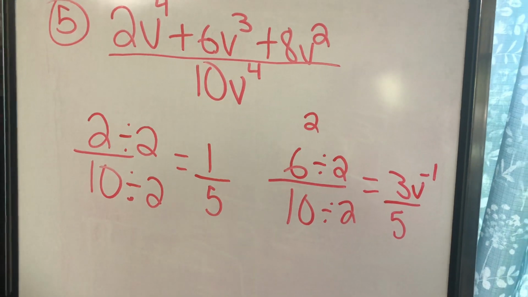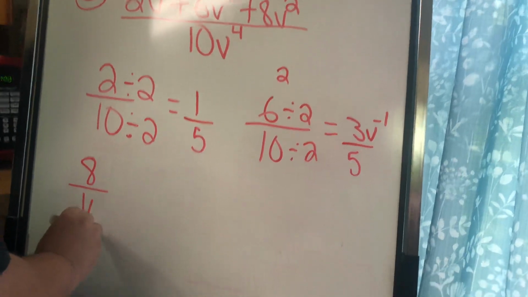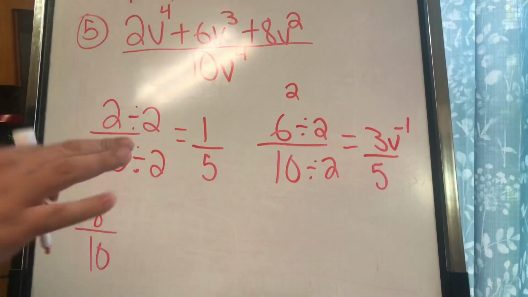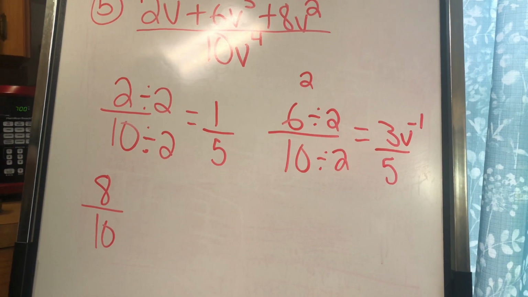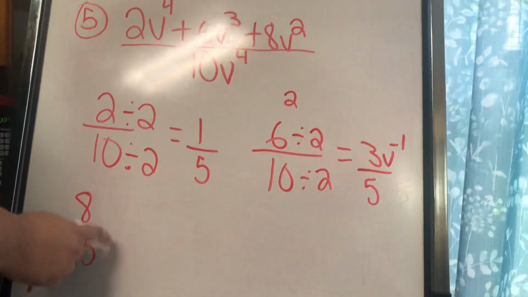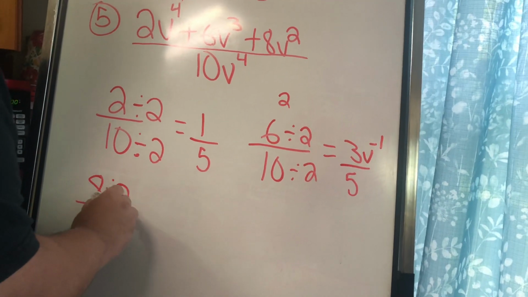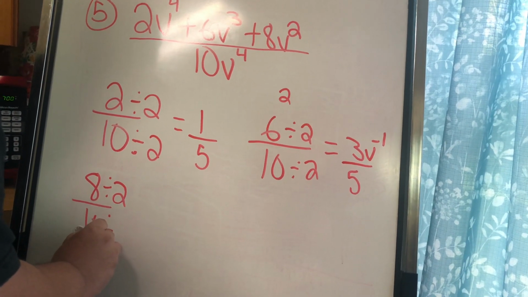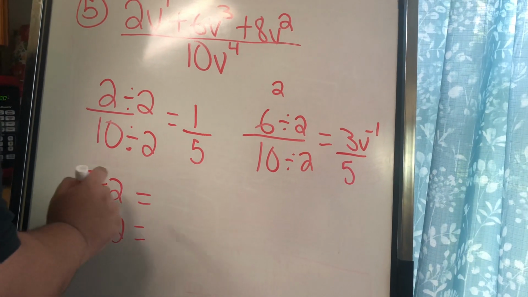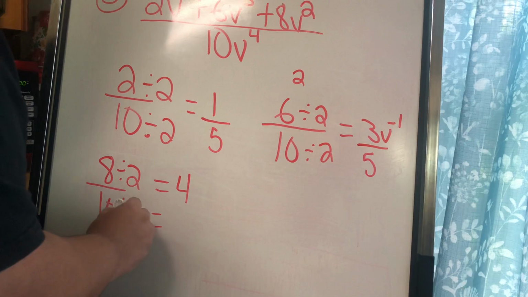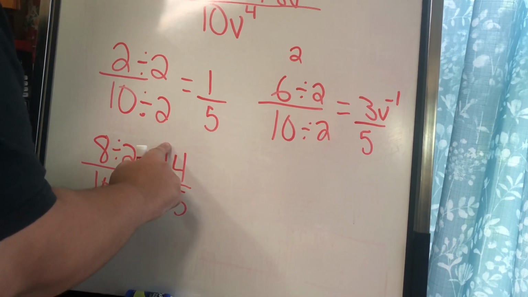And then last one, 8 and 10. So for this one, I'll let you guys pause the video and try to reduce it on your own. And I'm going to start beginning now. So the number they share in common, by this point, you should have chose 2. So 2 fit into both. 8 divided by 2, that is 4. 10 divided by 2, that is 5. So my answer is 4 over 5.